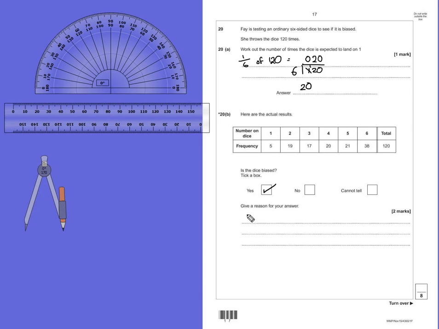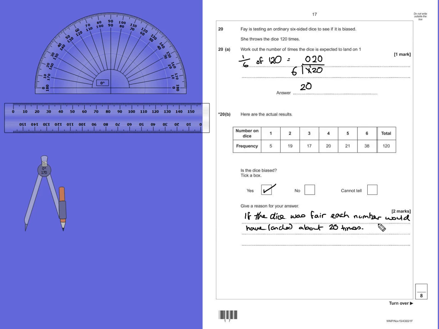What's the reason? You try and put it into the best sentence you can. You've got 3 lines here, and if you don't put a reason, you get no marks. If your reason doesn't make mathematical sense, I don't know if they'll give you any marks either. Try and use the numbers above here. So I would say if the die was fair, then each number would have landed about 20 times.